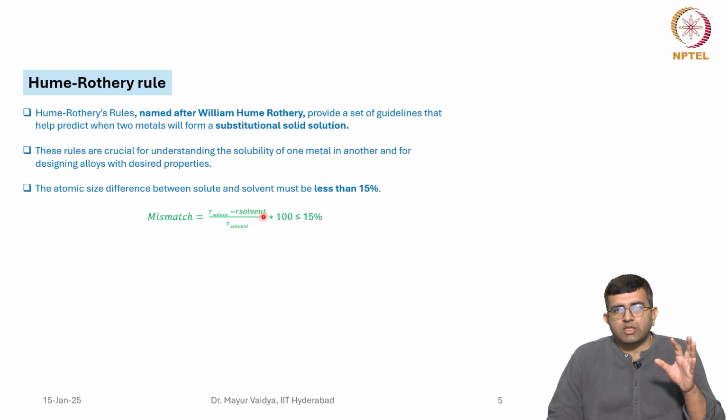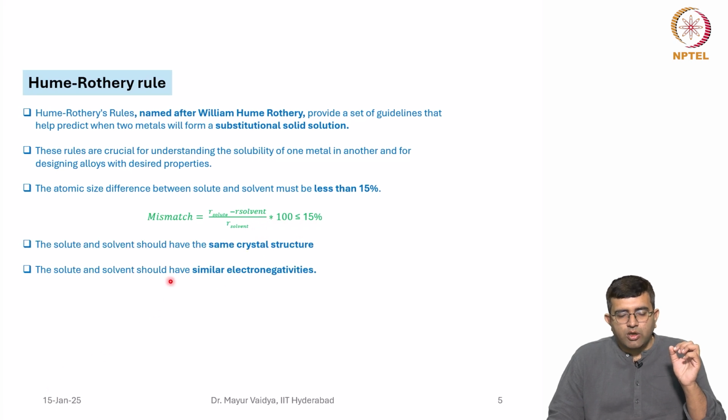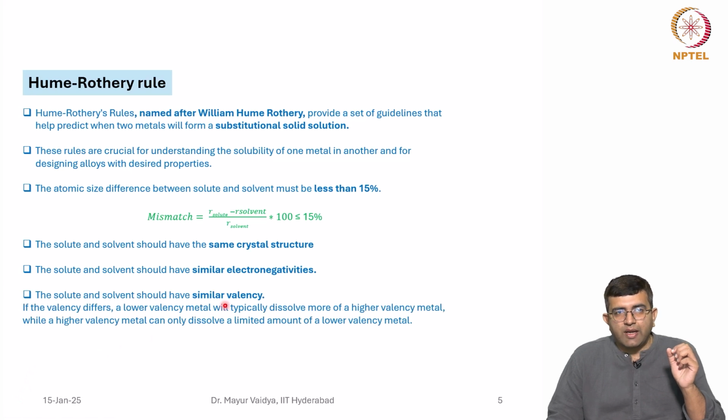So, (R solute minus R solvent) divided by R solvent, times 100, should be less than 15. Then solute and solvent should have similar crystal structure, similar electronegativities, and similar valency as well. If the valency is different, then a lower valency metal will dissolve more of a higher valency metal, while a higher valency metal can only dissolve a limited amount of a lower valency metal.